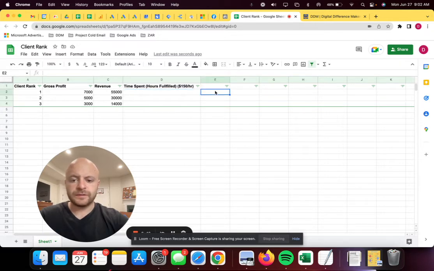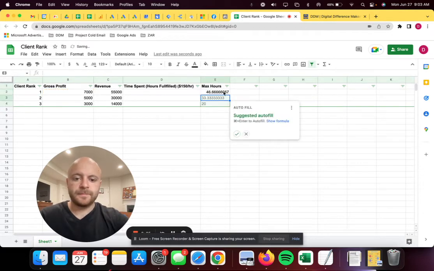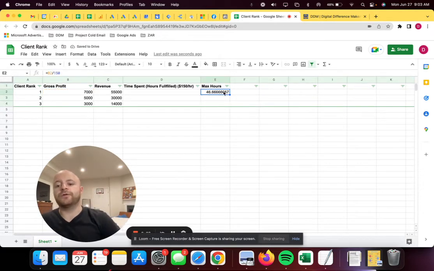I don't want to set this up. You can say min hours and max hours if you want. So I'm not even going to do min hours. Doesn't make sense. Max hours. I mean, this is a very, very simplified model. So you're going to take your 7,000 in gross profit, divided by 150. So based on your hourly rate, you can spend 46 hours on that client each month if you want to make $150 an hour.